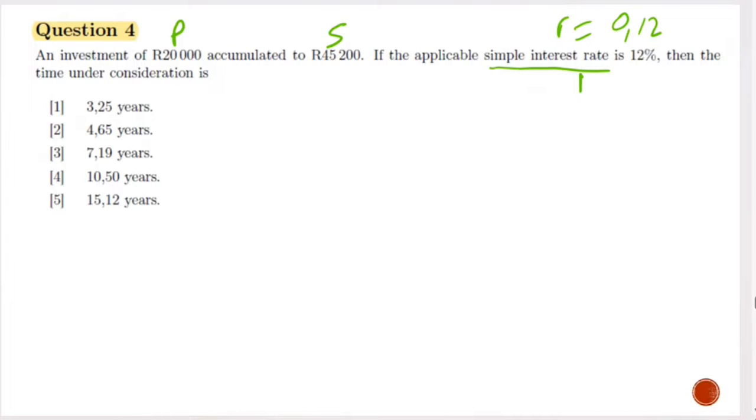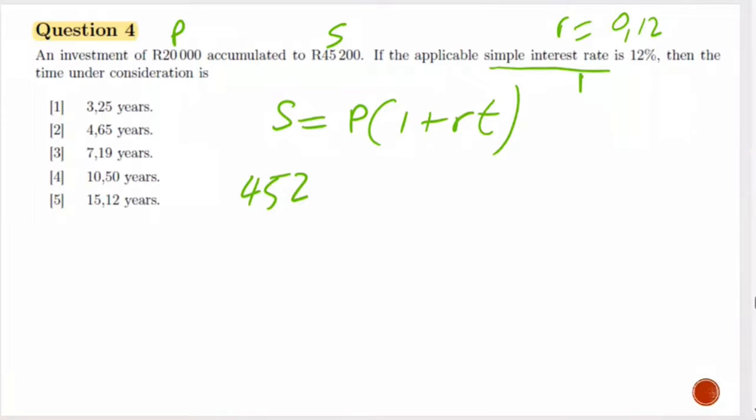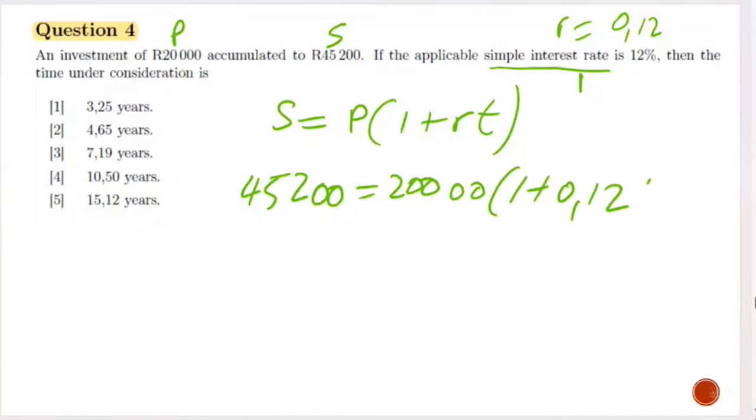Then the time under consideration is here. You are asked for a time. Bring in your simple interest formula. So your S is equal to P into 1 plus RT. So now your S is 45,200, which is equal to 20,000 into 1 plus, what is your R? Your R is 0.12.